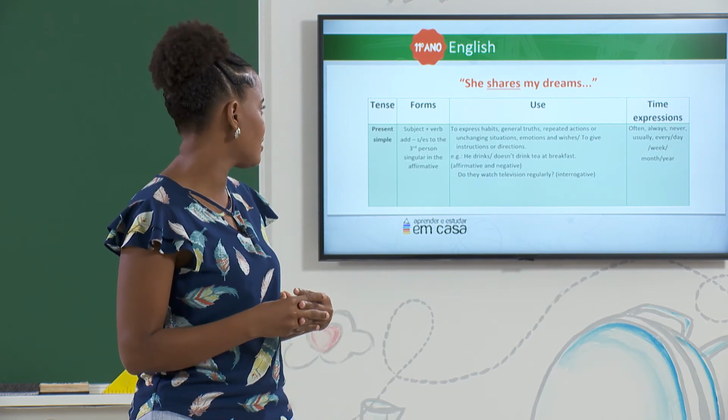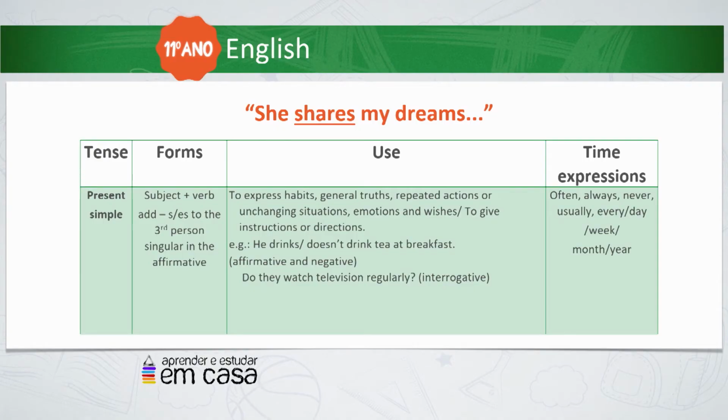How to form the present simple? We have the subject plus verb. We usually add S, or E-S, to the third person singular in the affirmative. So we have an example. He drinks tea at breakfast. Negative form, we add the subject, do, in the present plus not, do or does. In this case, third person, he doesn't drink tea at breakfast. And for the interrogative form, we also use the auxiliary verb do plus subject plus the main verb in the infinitive, as you have it there. Do they watch television regularly?